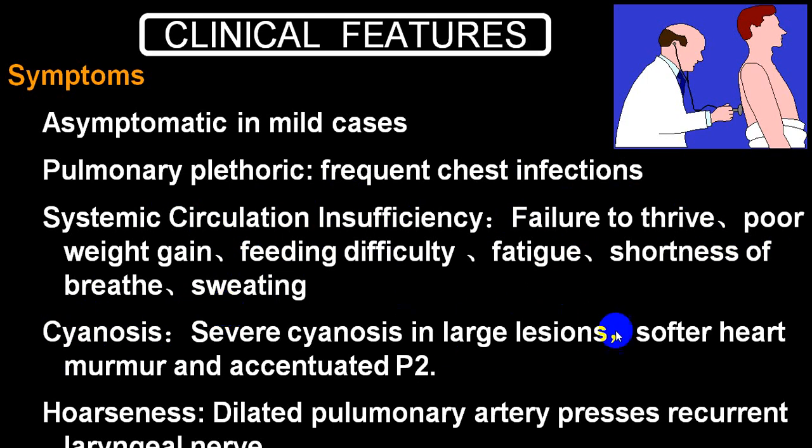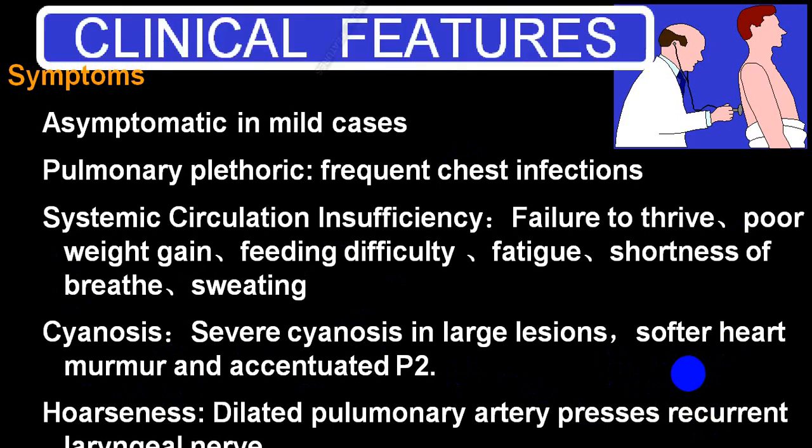And if it is a large lesion, it will be early. You will have a soft murmur, and P2 will be loud. Because of the dilated pulmonary artery, the recurrent laryngeal nerve may be paralyzed and you can have hoarseness of voice. Also, because of a big left atrial enlargement, you can have a pressure effect on the recurrent laryngeal nerve.